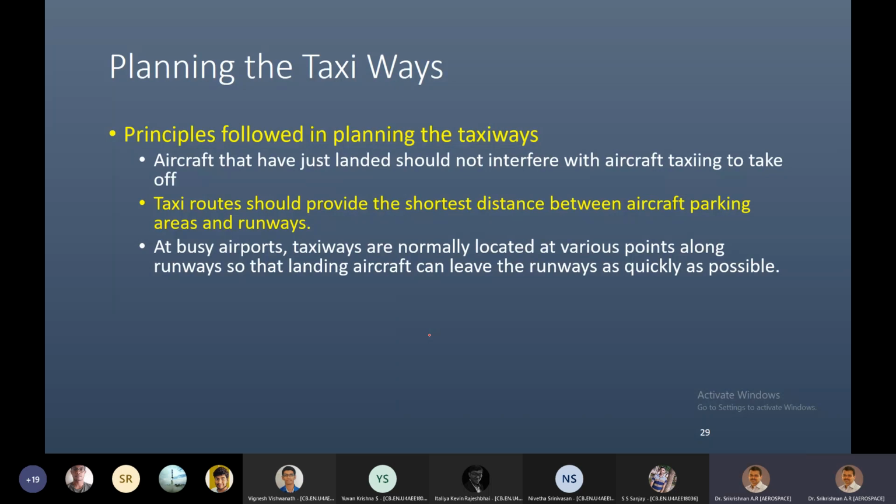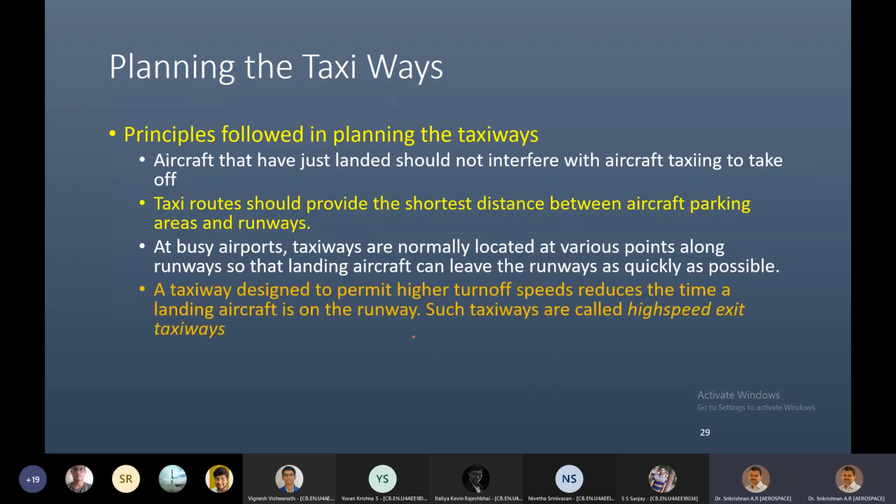Get out of the runway at the earliest, because runways should be free for the aircraft which are getting ready to take off or which are getting ready to land. So anything that has landed, that is, when the landing is completed, should be taken out of the runway at the earliest. So the access to the runways should be quickest and shortest, so that the aircraft can clear the runway at the earliest. So this is one of the important guidelines for designing the taxiways and their connection with the runways.